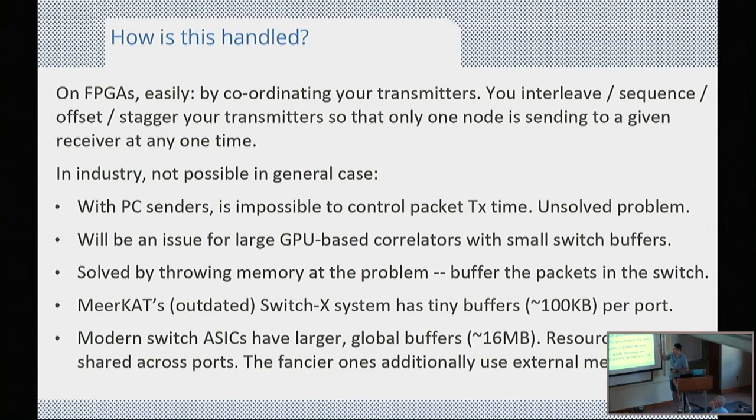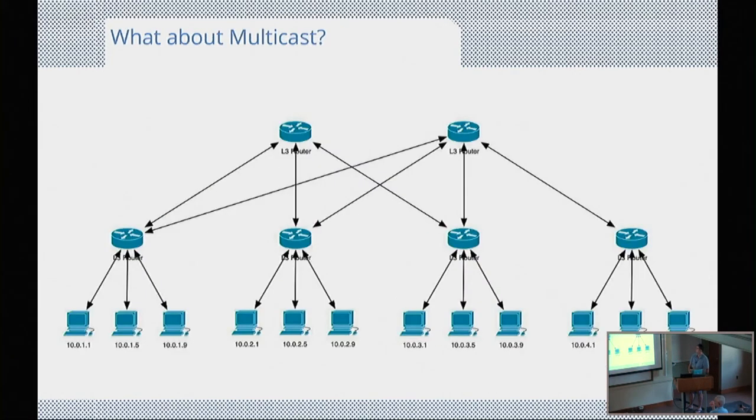MeerKAT's old Switch X-based system has about 100 KB per port. If you're sending jumbo packets, that's not a lot of packets, 10 packets and you're done. Modern switch ASICs have 16 megs of shared buffers, so you can do a lot better there.